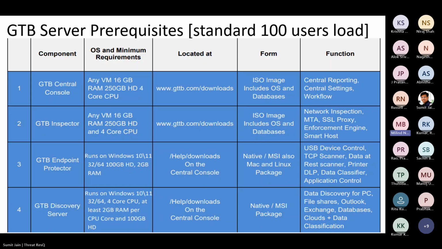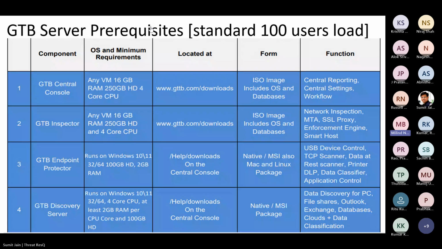And of course, for installation of GTB DLP, on premise or on cloud, in a virtual environment or on a bare metal server, this is the minimum configuration you require. This configuration will support around 100 to 150 endpoints. So that is the maximum workload you can apply using this configuration.